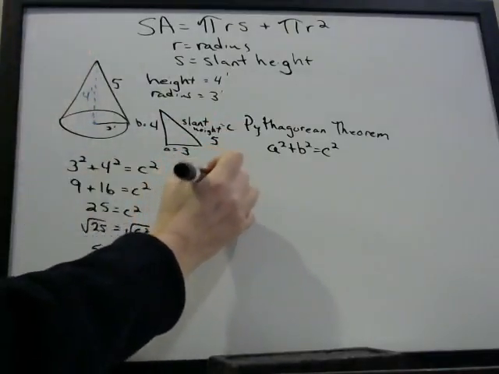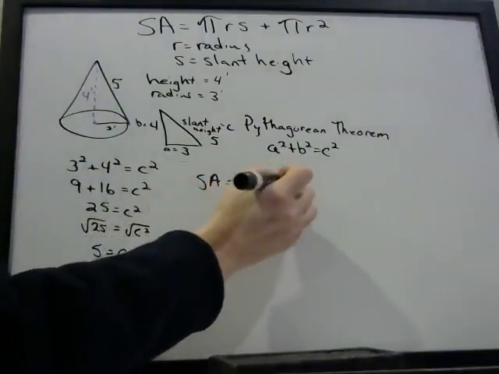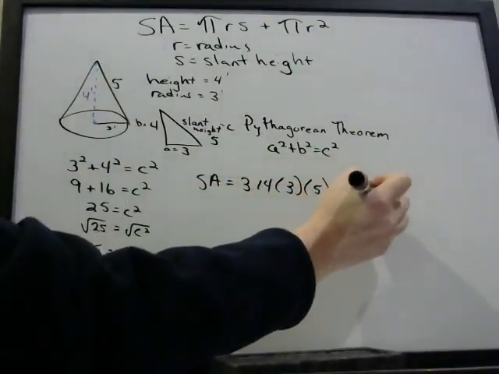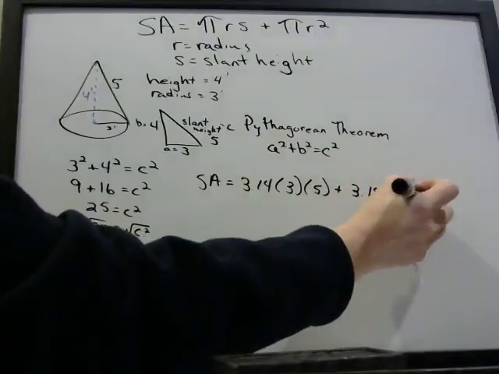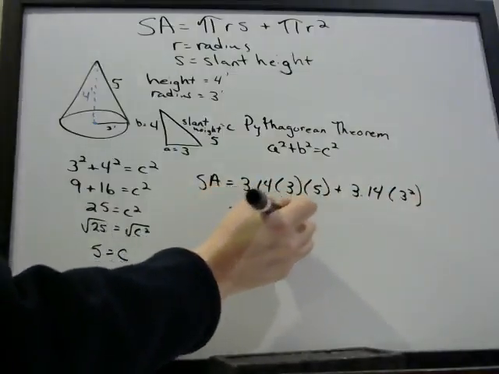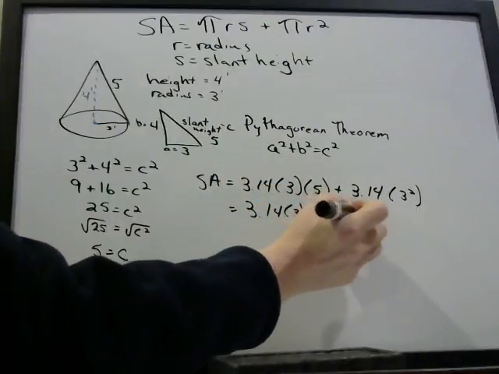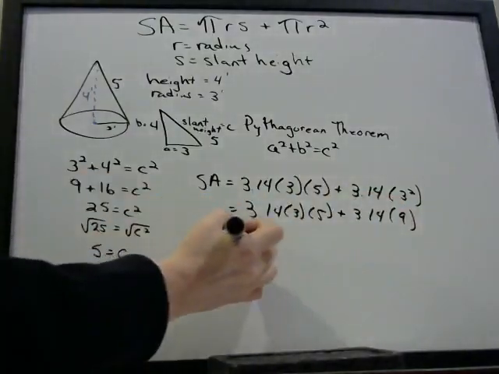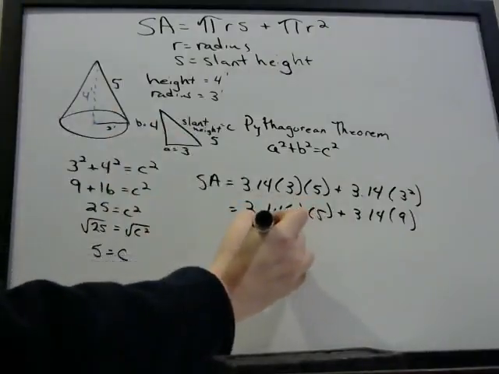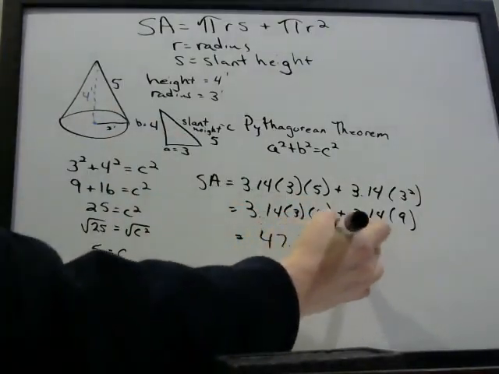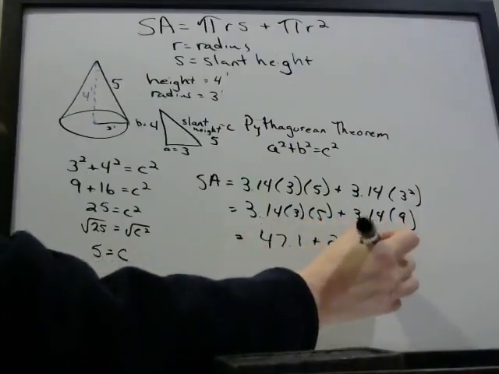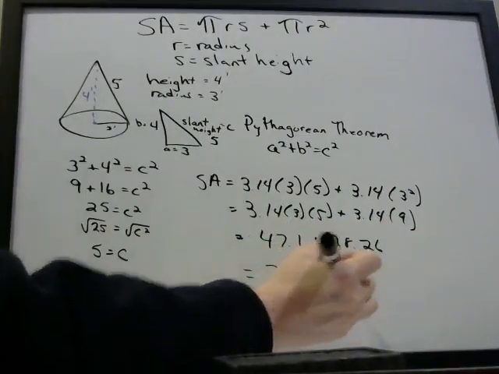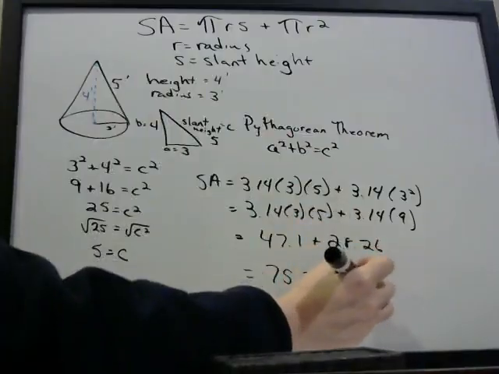And we're just going to do it like we've been doing all along. 3.14 times the radius, which they gave us was 3, times the slant height, which we figured out was 5, plus 3.14 times the radius squared, which was 3. Again, we have to do the exponent first. 3 squared is 9. If you plug those numbers into your calculator, you are going to get 47.1 plus 28.26. You add those two together, you get 75.36, and this was in feet, so feet squared.